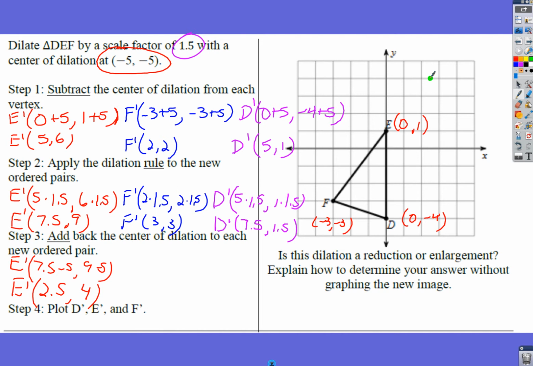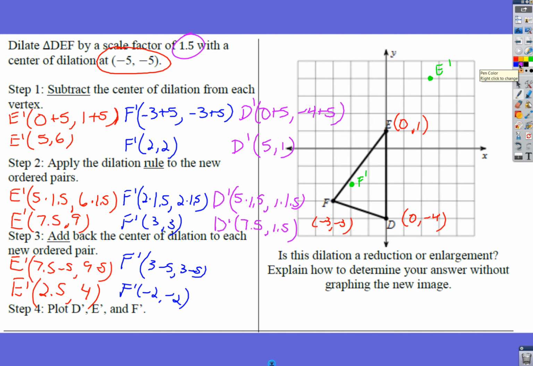Let's do it with the F's. F prime. The last time we saw F, it was at 3, 3. So now it's going to be at 3 minus 5 and 3 minus 5. So that gives me -2 and -2, which is down here. So this is F prime. Up here was E prime. I know it's a little hard to see the green.